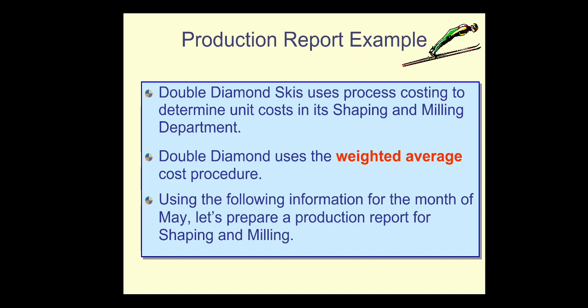Okay, so this is a complete example of how to do process costing system, and also how to prepare the production report. See here, Double Diamond Skis uses process costing to determine unit cost in its shaping and milling department. Double Diamond uses the weighted average cost procedure using the following information. For the month of May, let's prepare a production report for shaping and milling.